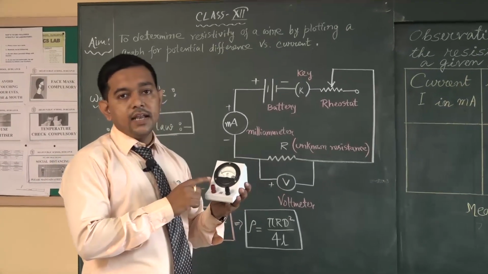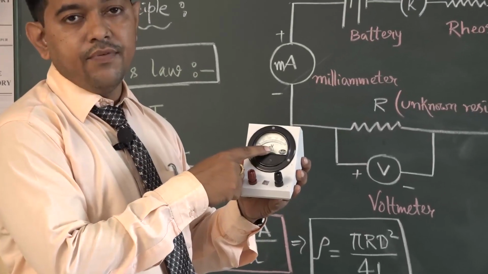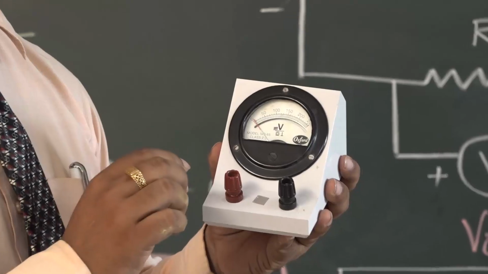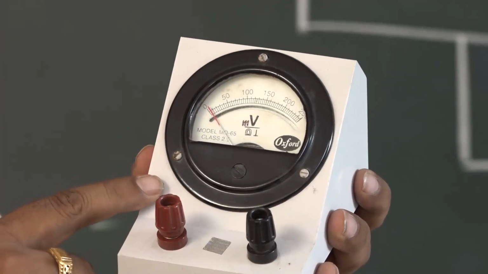So our next circuit element is here a millivolt meter. Now this is written mV. Now why are we using this instrument? Because here the potential drop across the unknown resistance will be in the order of millivolt. Hence we are using this millivolt meter.